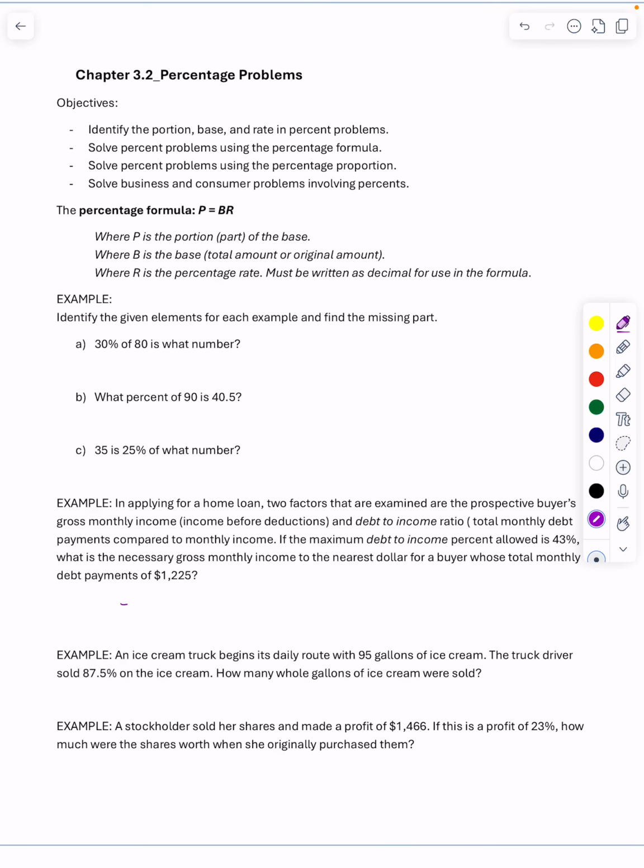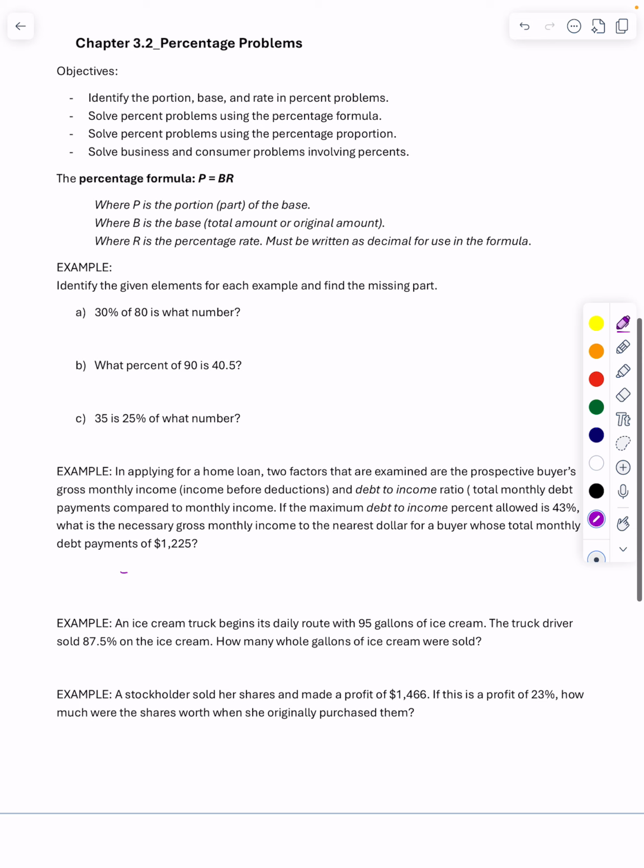This is section 3.2. So we are going to use percentages to solve problems.